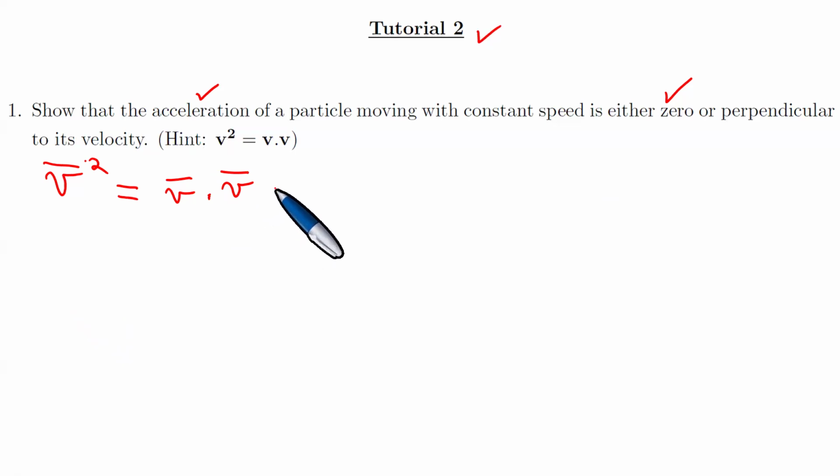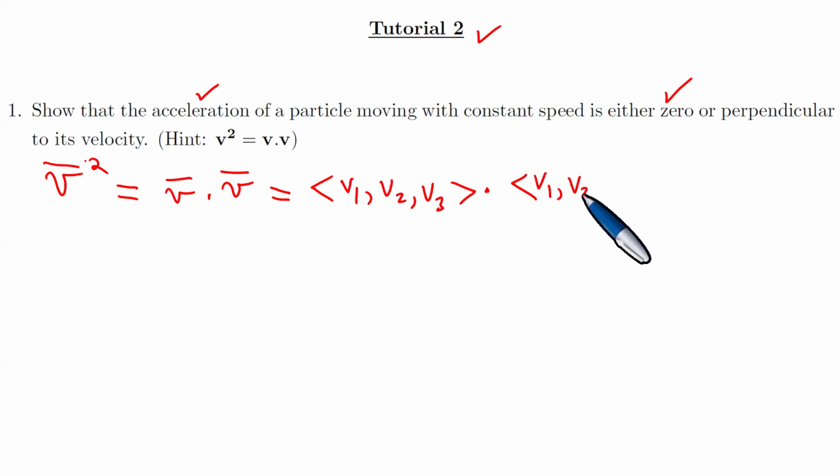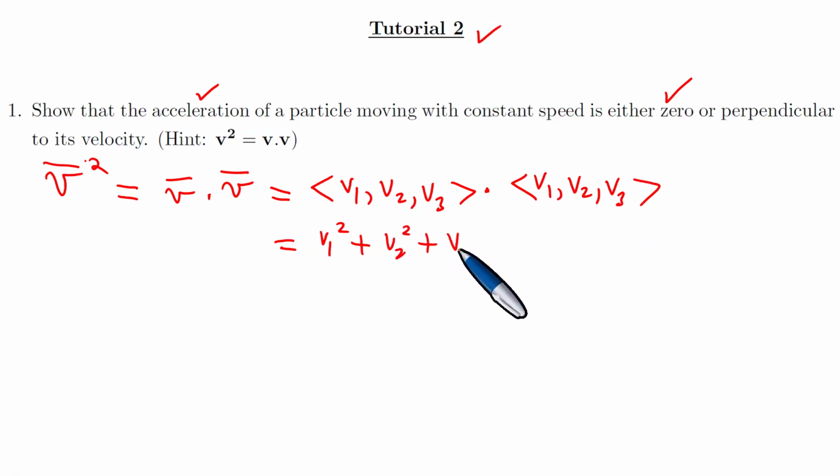V dot V can be seen as what? If you write the velocity vector as V1, V2, V3 dot V1, V2, V3, we can find the dot product. V1 dot V1 is V1 squared, V2 dot V2 is V2 squared, V3 dot V3 is V3 squared.